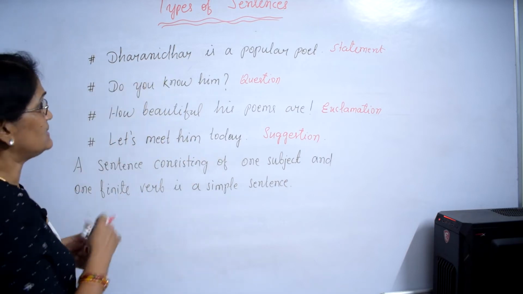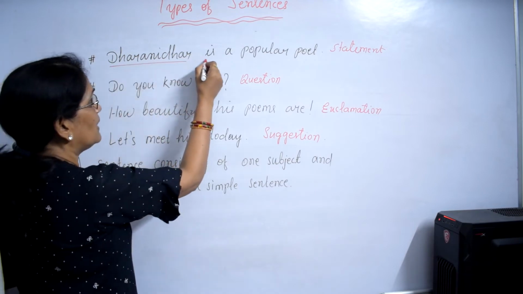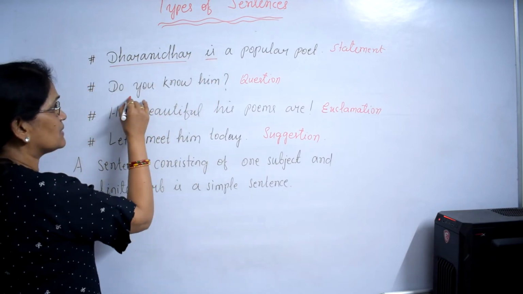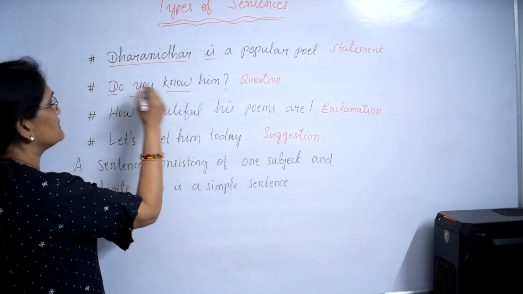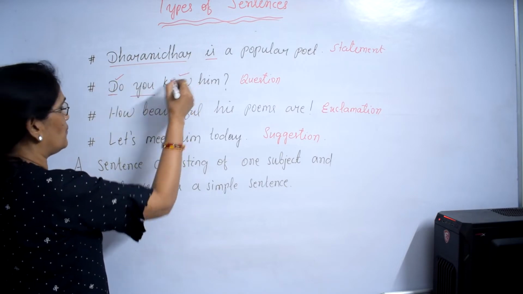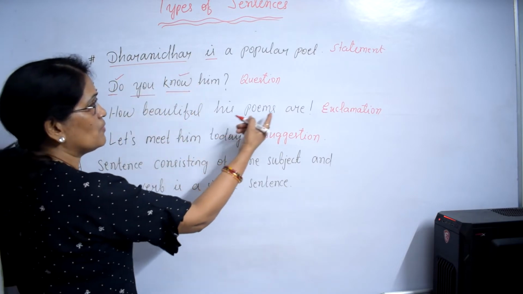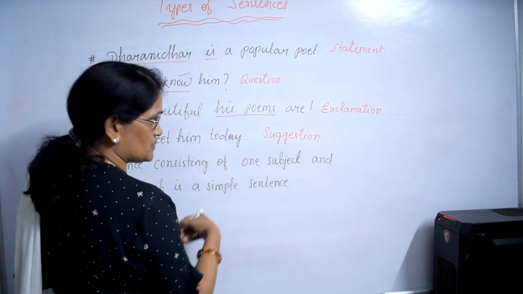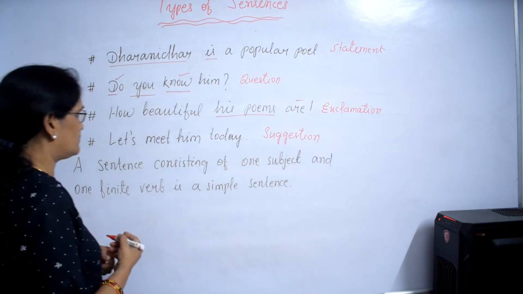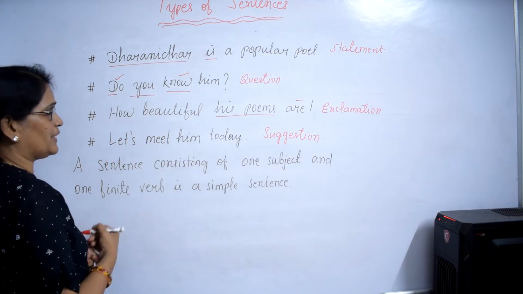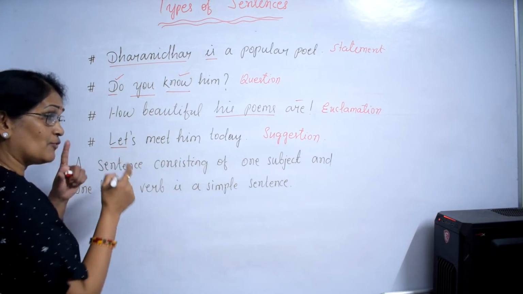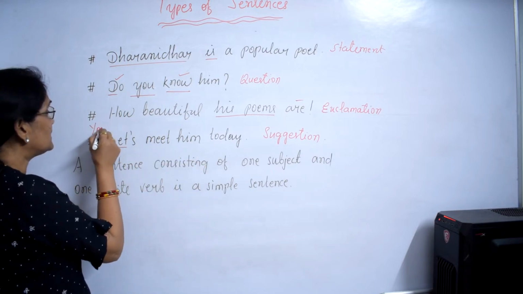In every sentence there is one subject and a verb. In the second sentence, subject, 2 verbs. This is the first verb, second verb no. How beautiful his poems are. Subject, his poems; are, verb. Let's meet him today. Let, verb; subject, you.